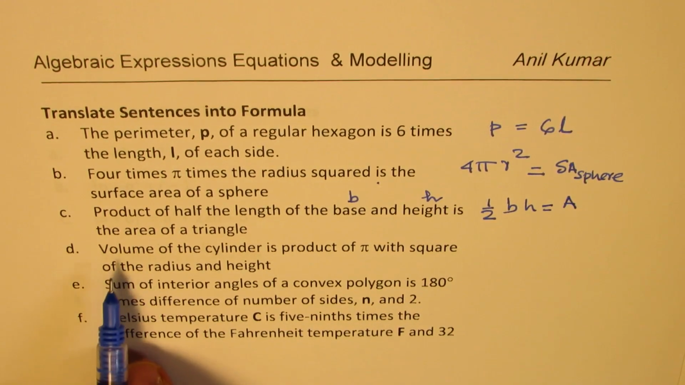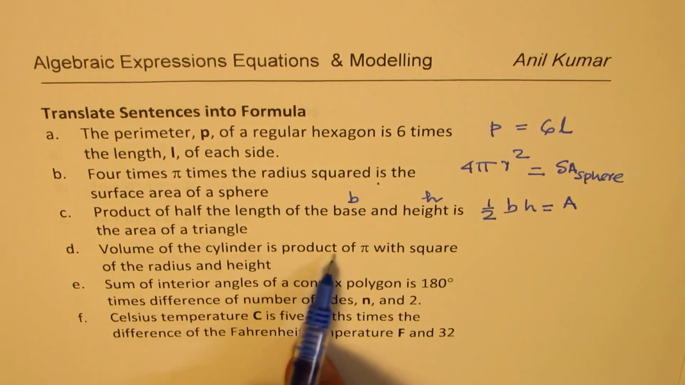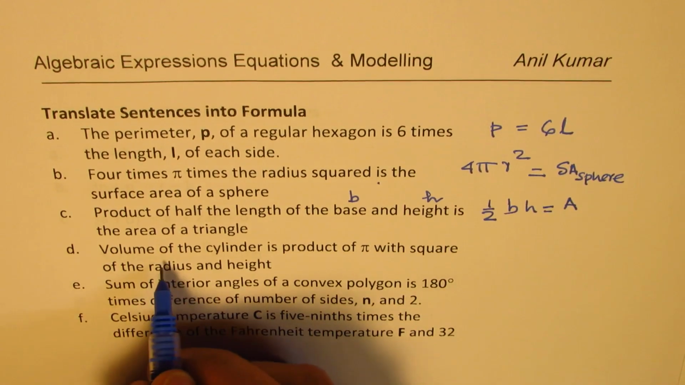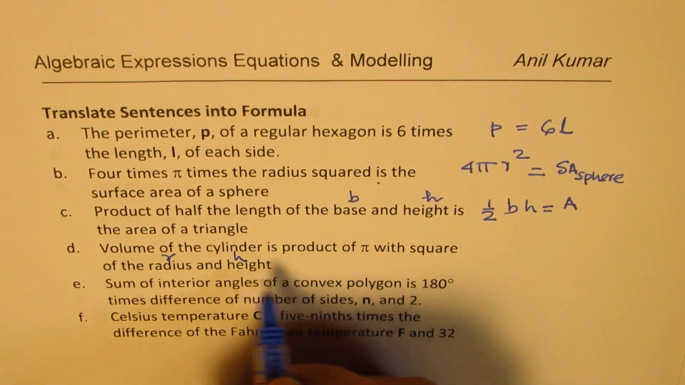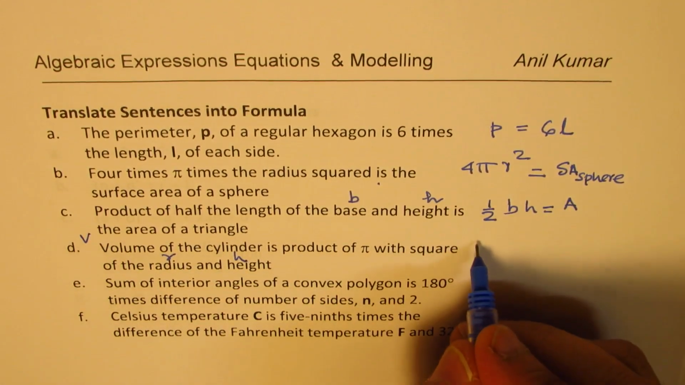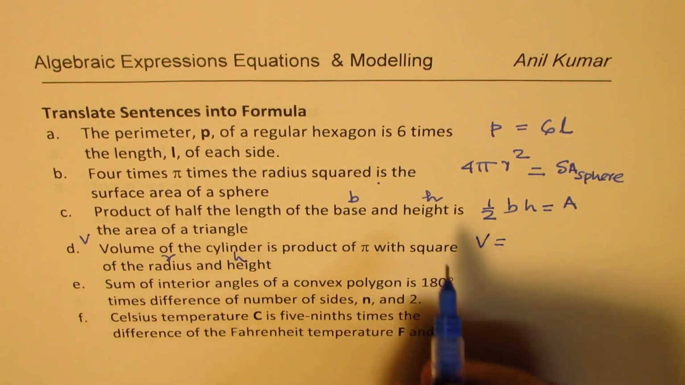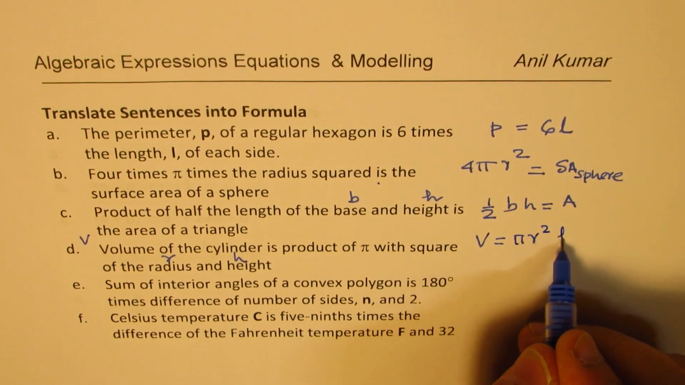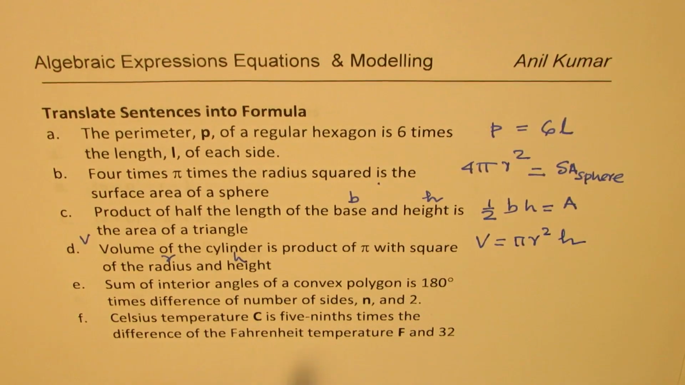Perfect. Volume of a cylinder is product of pi with square of radius and height. So let us say radius is r, height is h, and volume is v. So we say volume of a cylinder is product of pi r square h. Perfect. That is how we are going to write the formula.